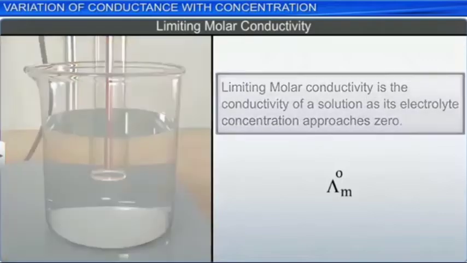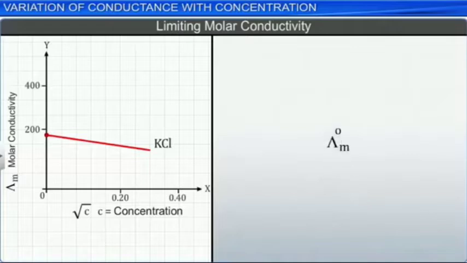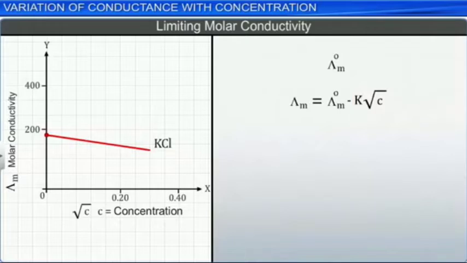The molar conductivity of strong electrolytes is weakly dependent on concentration. If we plot a graph of molar conductivity against the square root of concentration, we see that the y-intercept is the limiting molar conductivity. The slope of the resulting line is the Kohl-Rosch coefficient, which depends on the specific salt. The Kohl-Rosch coefficient depends on the cation and anion charges of the ions formed by the electrolyte.